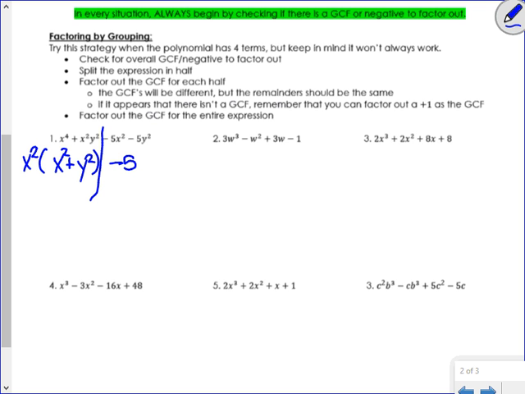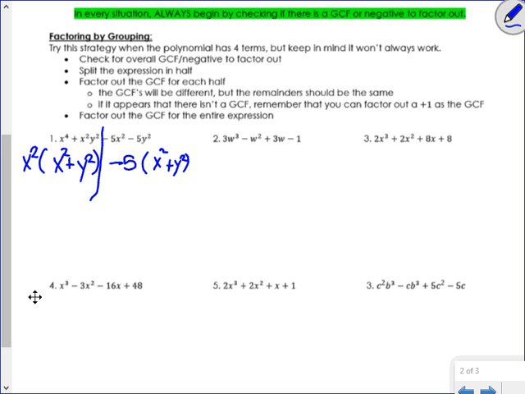The second term over here doesn't have an x squared, so that's not part of the GCF. So for the second half, they both have negative 5 in common, so if I divide that away, what will be left? Nope. Because I'm taking out the minus, everything changes sign. X squared plus y squared.